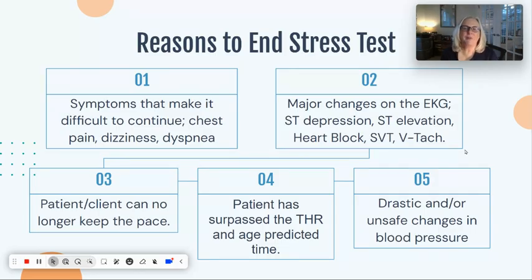All right, and number five would be any other drastic or unsafe changes in the blood pressure. We know the blood pressure is supposed to be at a certain level. If that systolic goes way high, up in the 260s, 270s, we don't want to stroke this person out. So we're going to stop the treadmill. Unsafe blood pressures are not good on the treadmill.